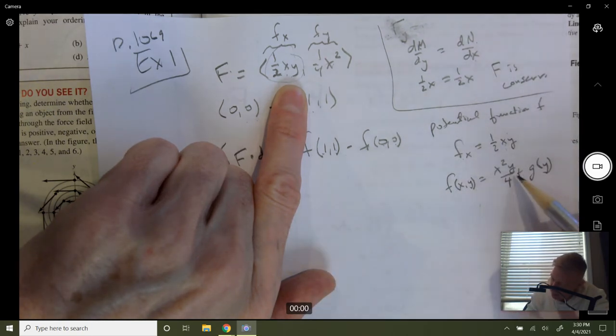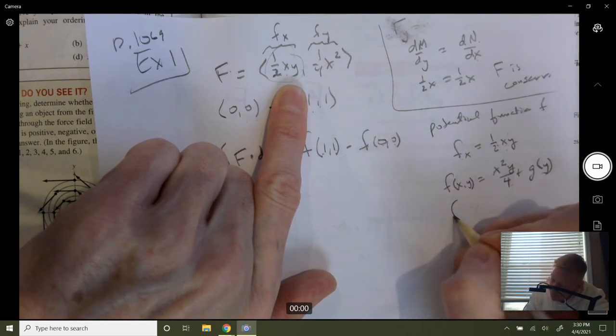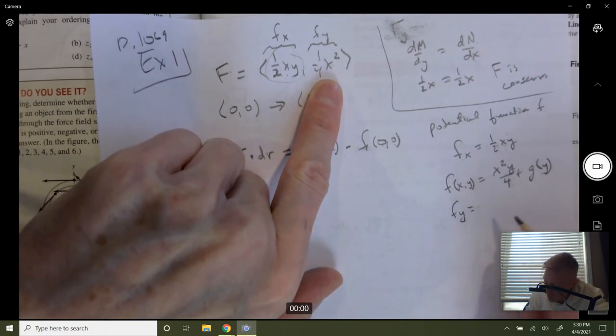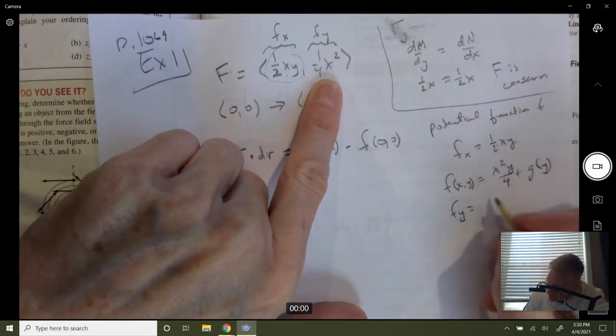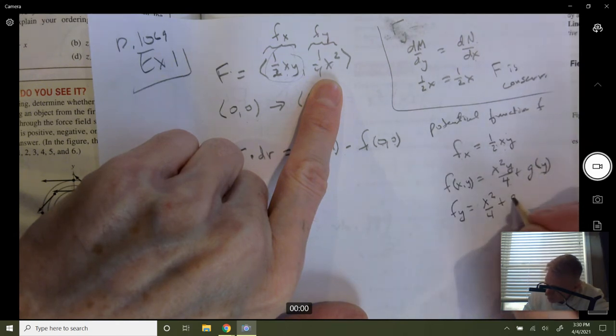Okay, double check that. If you take the x derivative of this, we'll get 2xy over 4. That works. The x derivative of this, since this only has y's in it, we treat that as a constant, so we get 0. So let's find the y derivative of this, and then we're going to compare that to this over here that should be our y derivative. So the y derivative of this is going to be x squared over 4 plus g prime of y.